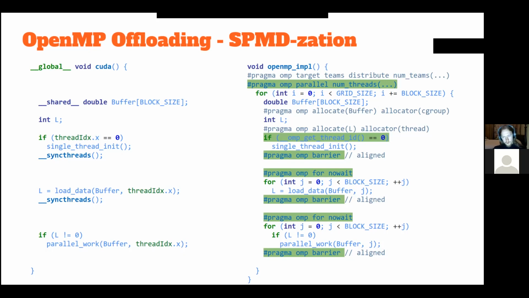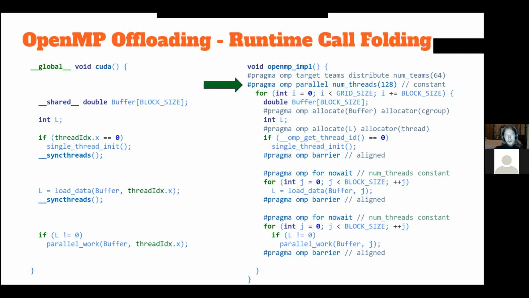But in order to make that transformation legal, what we need to do is analyze all of the side effects that happened in the main thread, guard them with a conditional like this, similar to what we did in CUDA, and then turn all of the implicit barriers that used to exist from the parallel regions into explicit barriers. And doing this, we can then move our generic mode kernel to an SPMD kernel without any changes from the user.